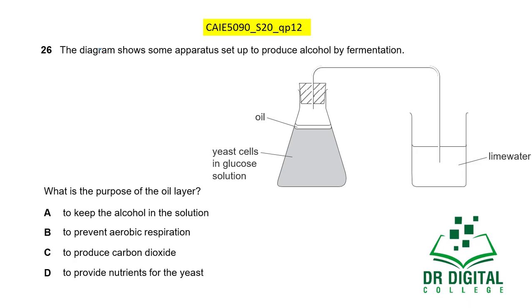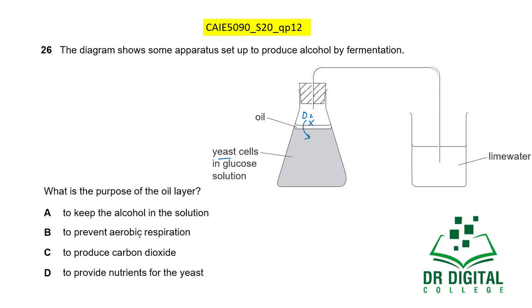In this question, the diagram shows some apparatus set up to produce alcohol by fermentation. You know that alcohol is produced by the yeast in anaerobic conditions. What is the purpose of the oil layer? Oil will inhibit any oxygen getting into it. This process is inhibited by the oil layer. To keep the alcohol in solution? No, it is not the purpose of the oil.